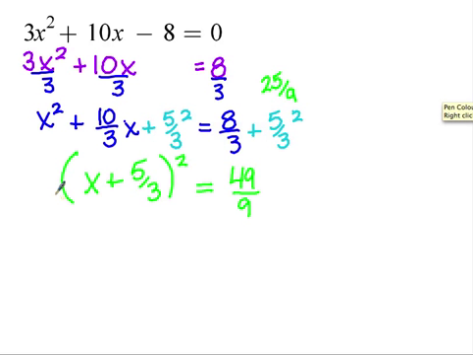Now how do you solve that? Find the square root. Important thing to remember about the square root is the plus and minus. So on the left side you have x plus 5 thirds. On the right side I have the square root of 49 over the square root of 9. What's the square root of 49 over 9? 7 thirds.